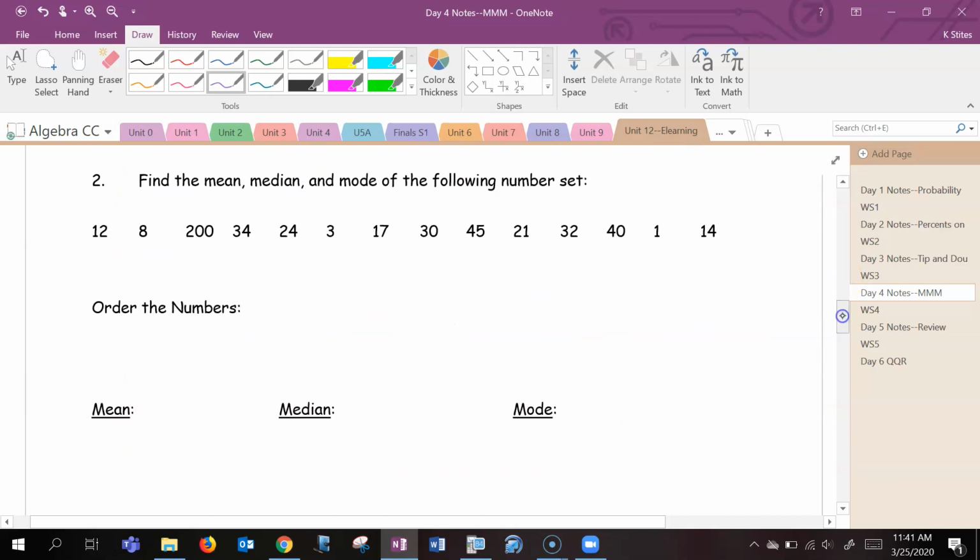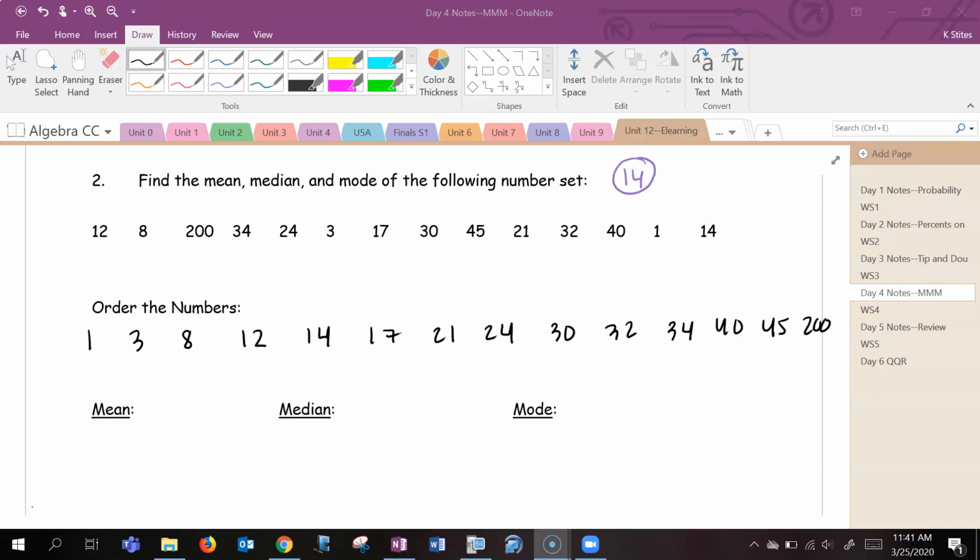Let's try it again. All right, so first we have to order our numbers. I'm going to count them first though. 1, 2, 3, 4, 5, 6, 7, 8, 9, 10, 11, 12, 13, 14. 14 numbers. And poof, they're in order again for you. Go ahead and pause the video and write these down, or maybe you put them in order yourself. We do want to count to make sure that we still have all 14.